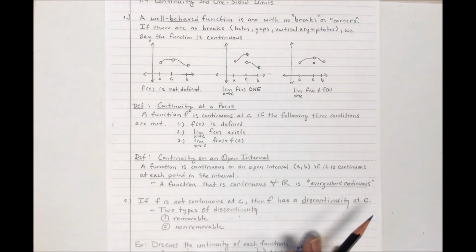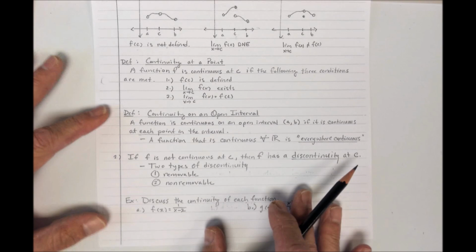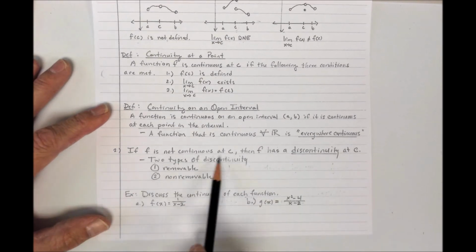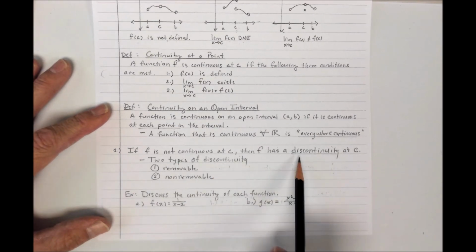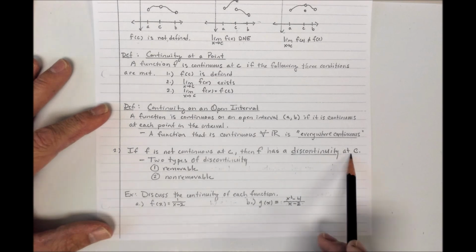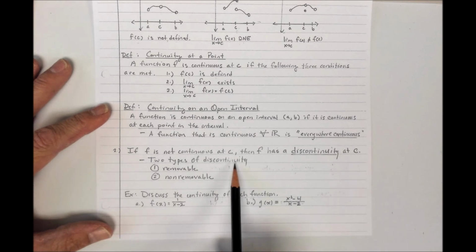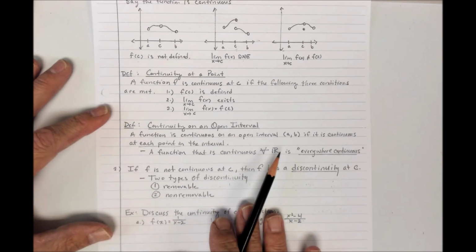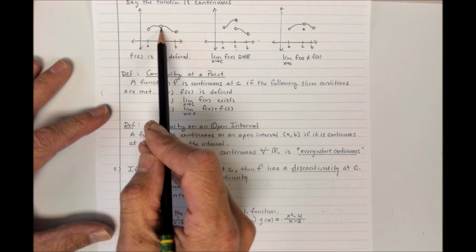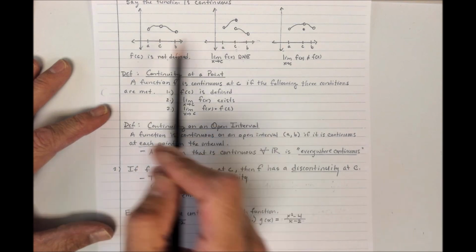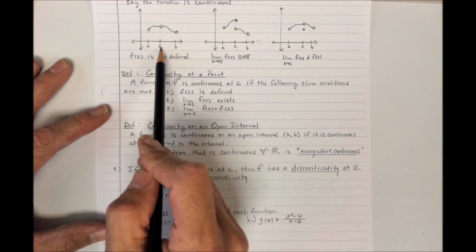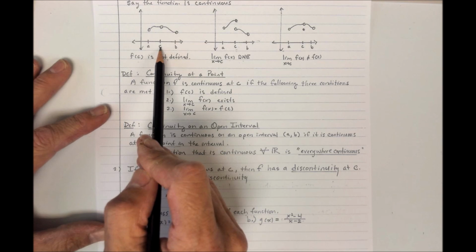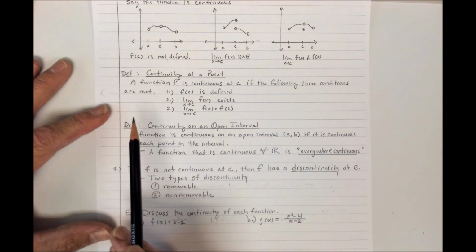Let me move this up just a little bit. All right, now, if f is not continuous at c, then f has a discontinuity at c. And there are two types of discontinuity, what we call removable discontinuity and non-removable discontinuity. Now look at the examples that I have above. You see how there's a hole in the graph here, but there's a gap here? You can fix this graph by defining what your function is at c. You could fill in the hole, right?